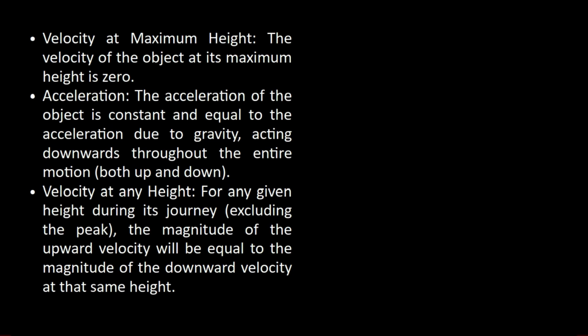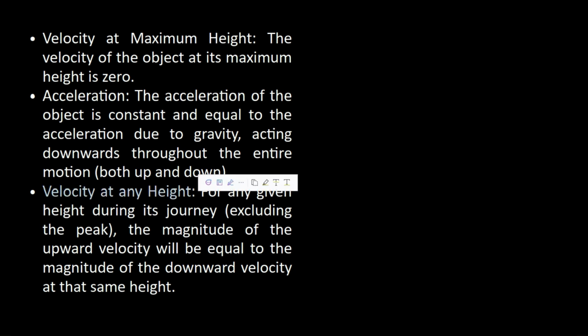Okay, that's one thing. Then the acceleration of the object is constant and equal to the acceleration due to gravity, acting downward throughout the entire motion. This is applicable to objects which we throw around, not rockets and all of that. This particular topic we'll be studying in detail. For now, the assumption is that we are dealing with objects which are thrown from a certain height, like a building, or we throw it with a hand or something. For those conditions, all of this holds good.